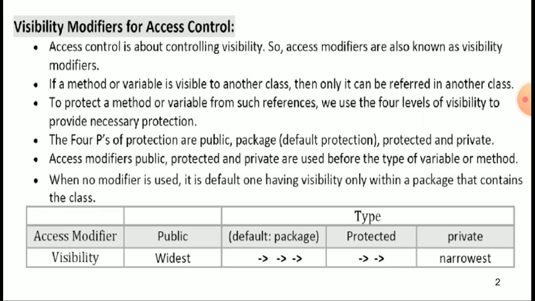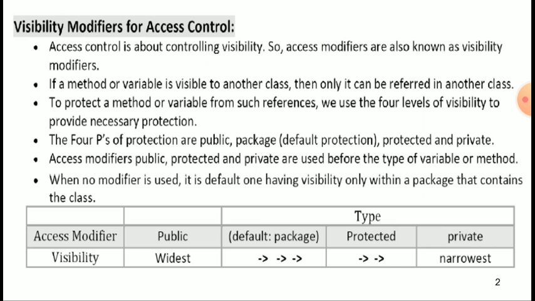Visibility modifier for access control. Access control is about controlling visibility. So access modifiers are also known as visibility modifiers. If a method or variable is visible to another class, then only it can be referred in another class. To protect a method or variable from such references, we use the 4 levels of visibility to provide necessary protection.